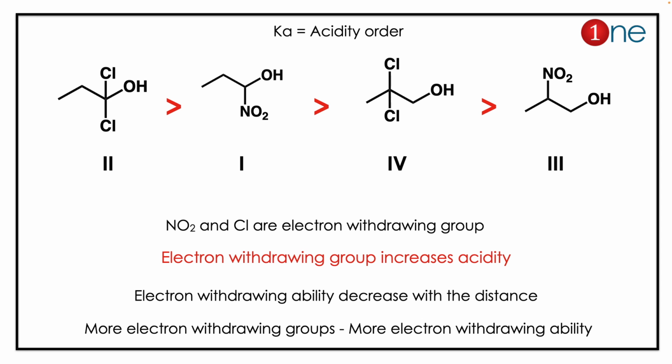Moreover, the number of groups is also important. One chlorine effect is lesser than two chlorine effect. So if you find the order: second, first, fourth and third. Here the concept you have to learn is: more electron withdrawing groups, more withdrawing ability. Near the electron withdrawing group, the effect will be higher.